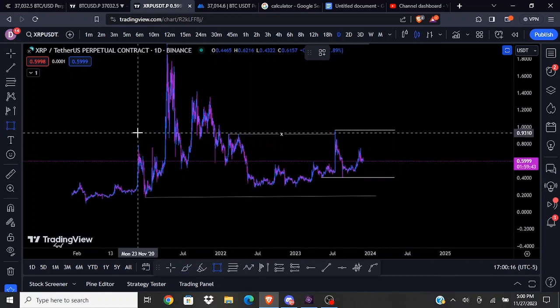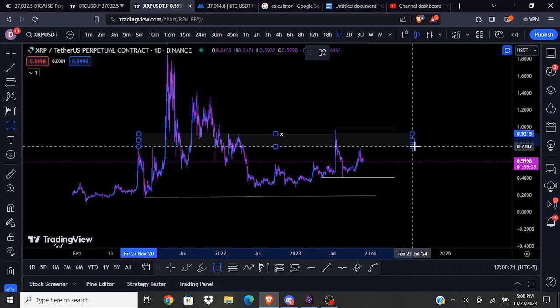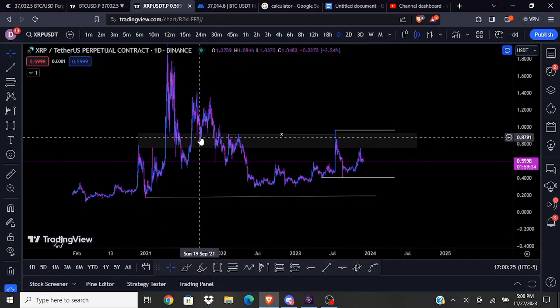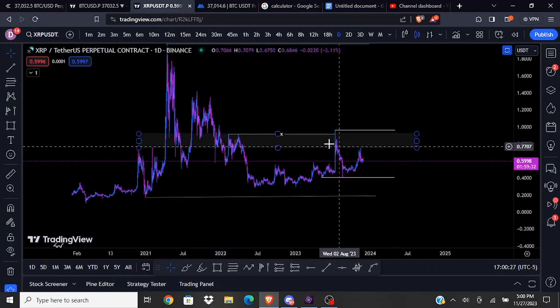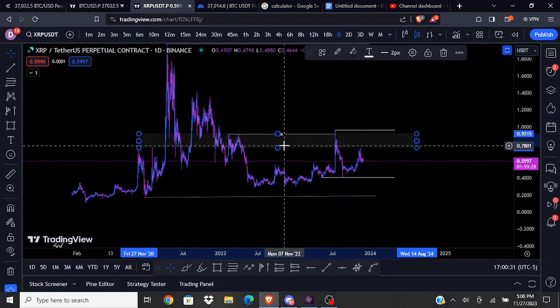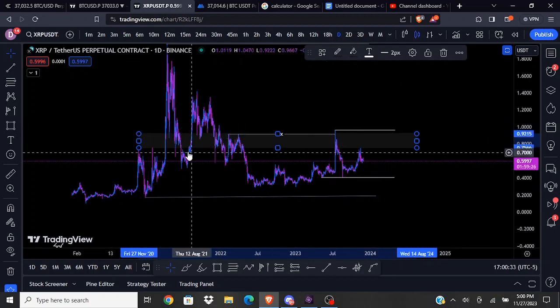We can also see that we are running into a pretty significant area of support and resistance. This zone right around here has been resistance and support for us multiple times. So yeah, I'd just say in terms of normal support resistance zones, this is a pretty significant area right here.